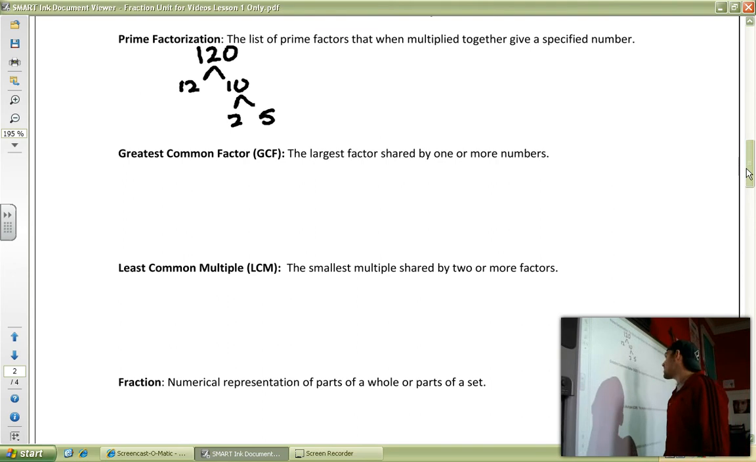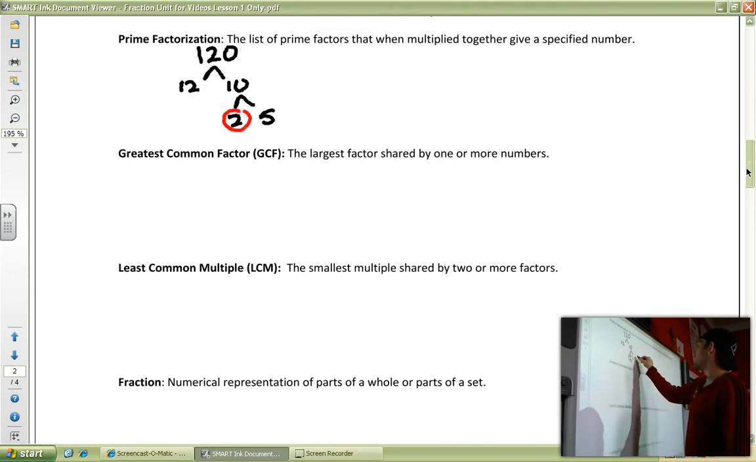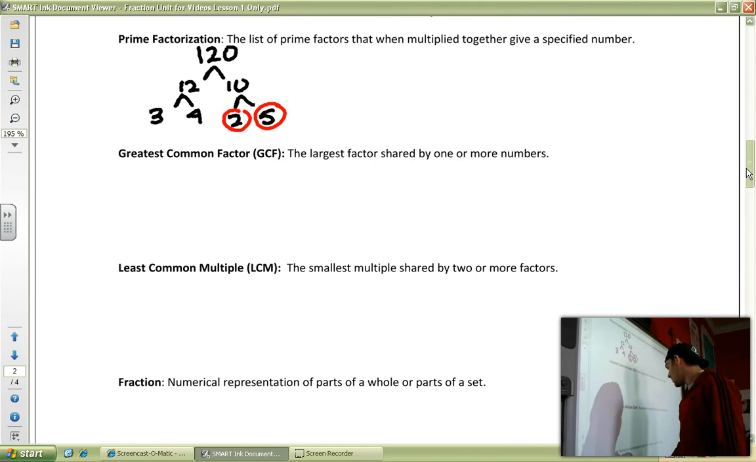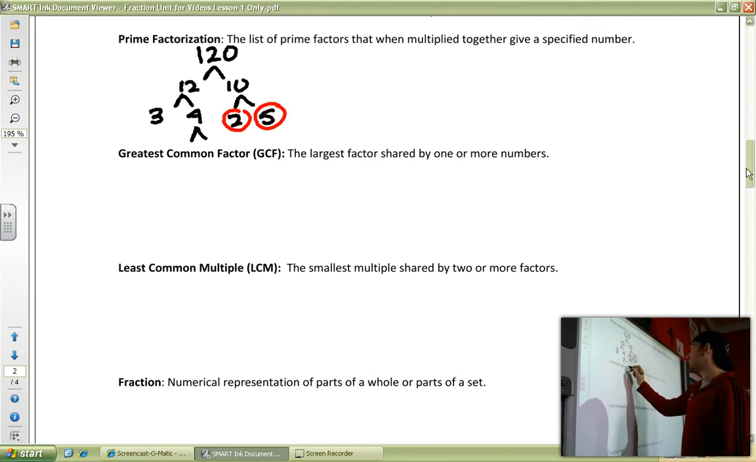The good news is, though, that 2 is a prime number and 5 is a prime number. So I've finished with that whole branch. Next up, we're going to break down 12. I'm going to use 3 and 4. Now, 3 is a prime number, but 4 is not, so I need to keep breaking it down, and I have a 2 and a 2.